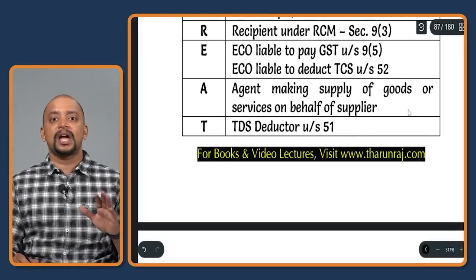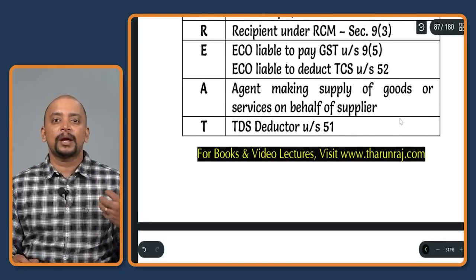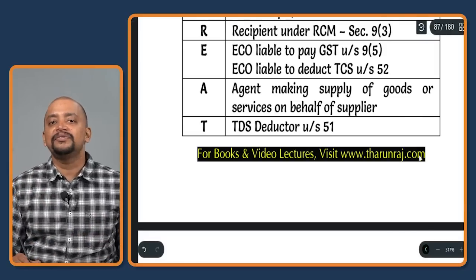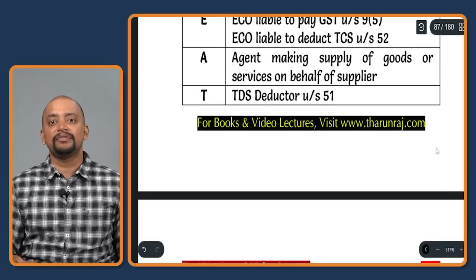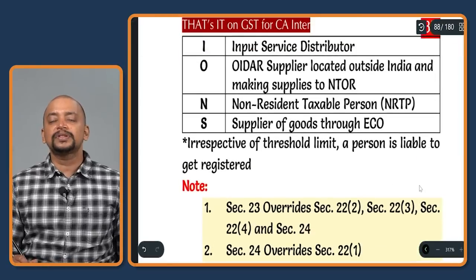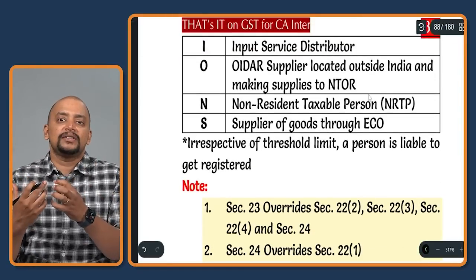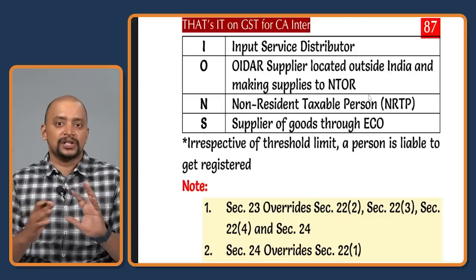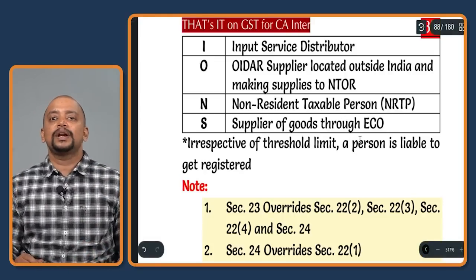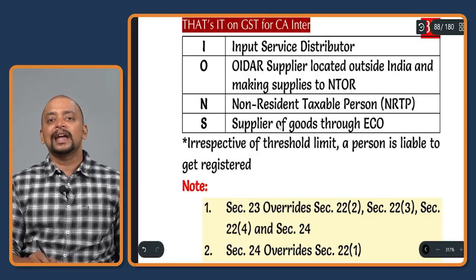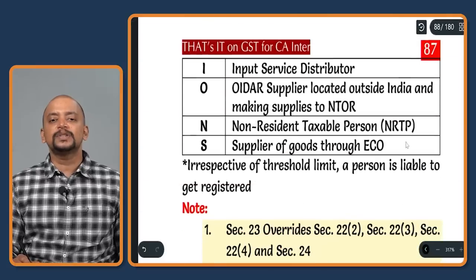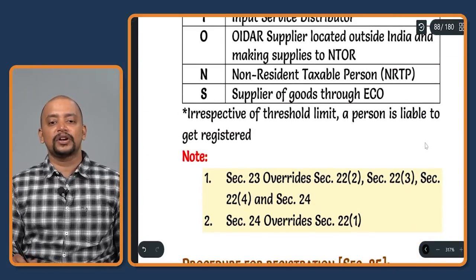Then A, agent making supply on behalf of principal. When an agent will be called as making supply on behalf of principal, whenever he issues an invoice in his name, in case of purchase, the invoice is in his name. Then T for TDS deductor. A TDS deductor under section 51 is also compulsorily required to get registered. I for input service distributor, who avails the ITC at the head office and distributes the ITC to the branches, that is an input service distributor. Then O, supplier located outside India and making supply to a non-taxable online recipient in India. Then N, non-resident taxable person, and S, supplier of goods through an e-commerce operator. I CREATIONS. So these people are compulsorily required to get registered irrespective of the threshold limit.